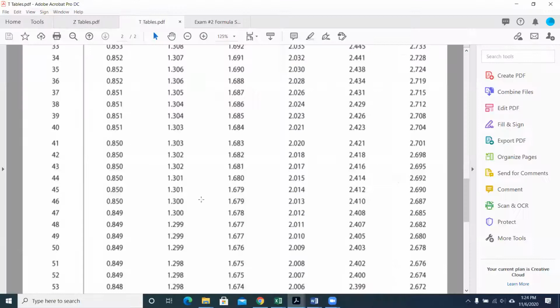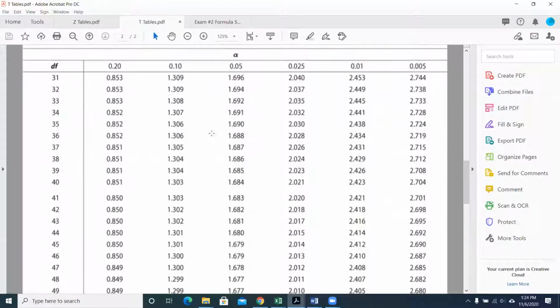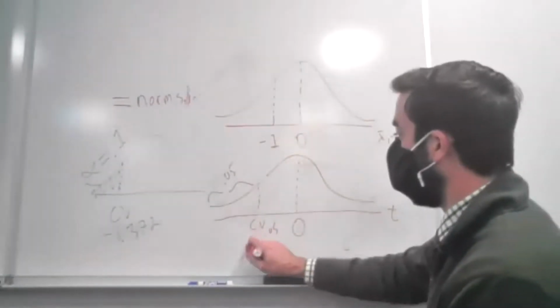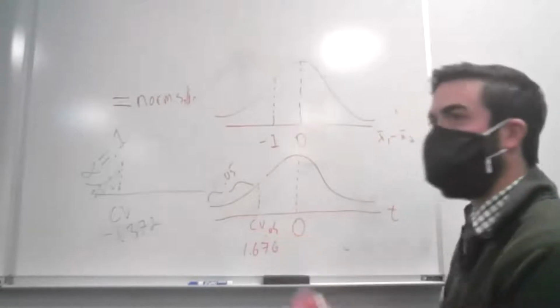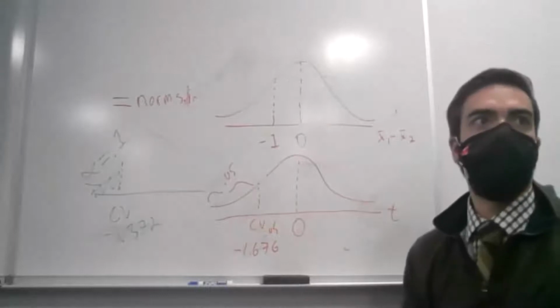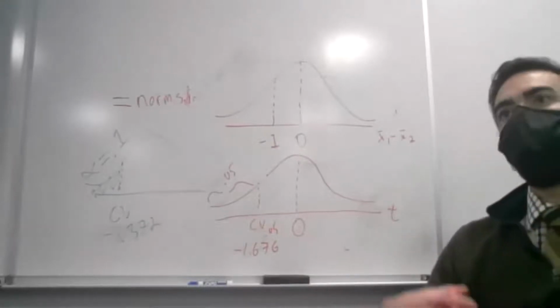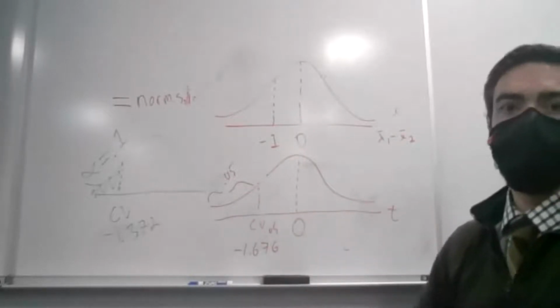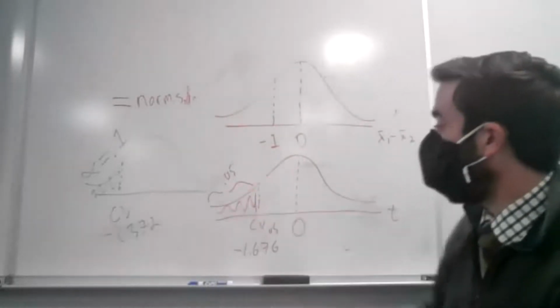I look up degrees of freedom of 50, and I want 0.05 in the tail: 1.676. So that's my critical value, right? What am I forgetting? So this is 1.676. It's a left tail test. It's that value but negative, right? We can use that T table, but it's always giving us the right side of the distribution. We were dealing with the left side here. So there's our critical value.